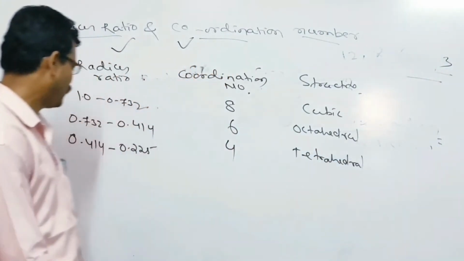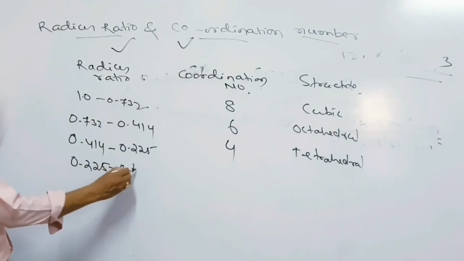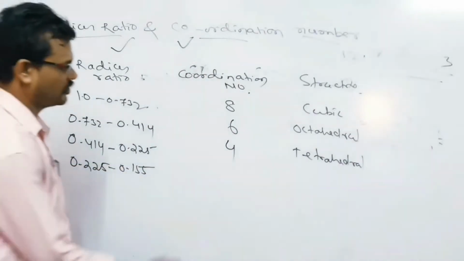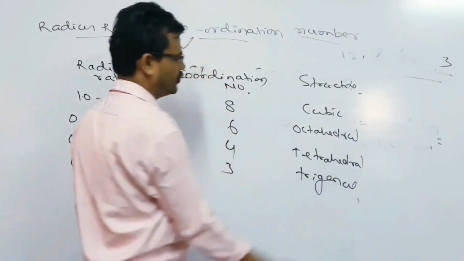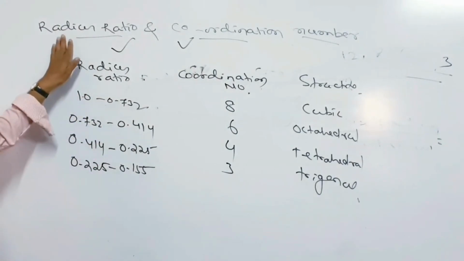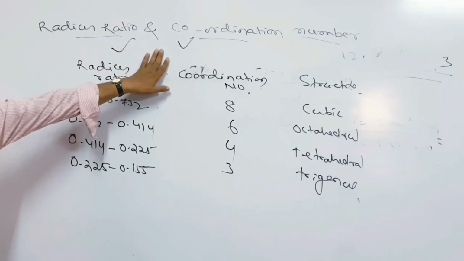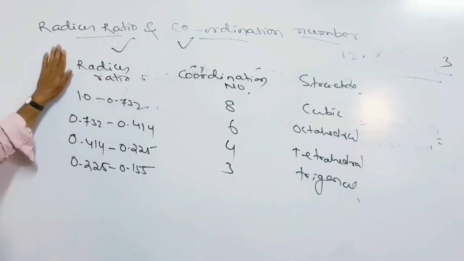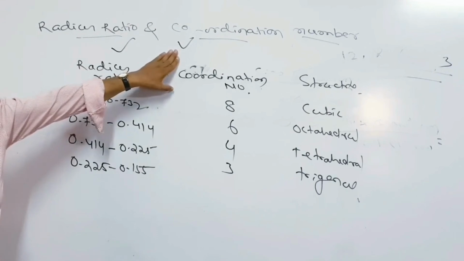Similarly, if the ratio is 0.225 to 0.155, then the coordination number is 3 and it is triangular type. So let us look here, students. Radius ratio and coordination number give us the structure of the compounds. Radius ratio is the ratio of the size of the cation to the size of the anion. What is coordination number? Coordination number is the number of other atoms by which a particular ion is surrounded.